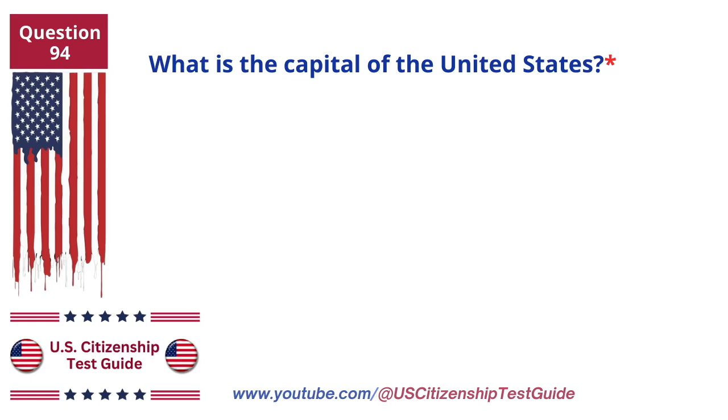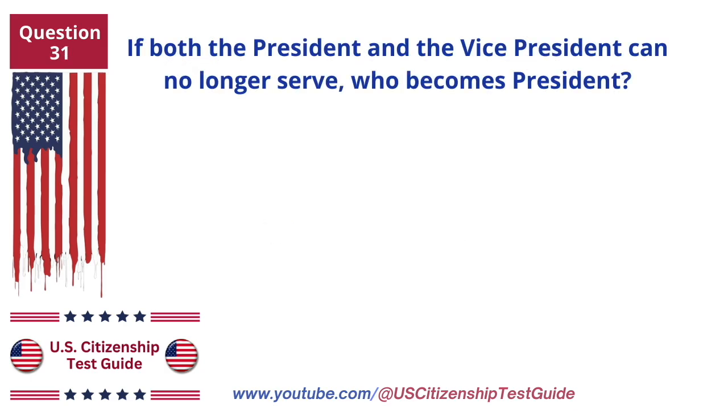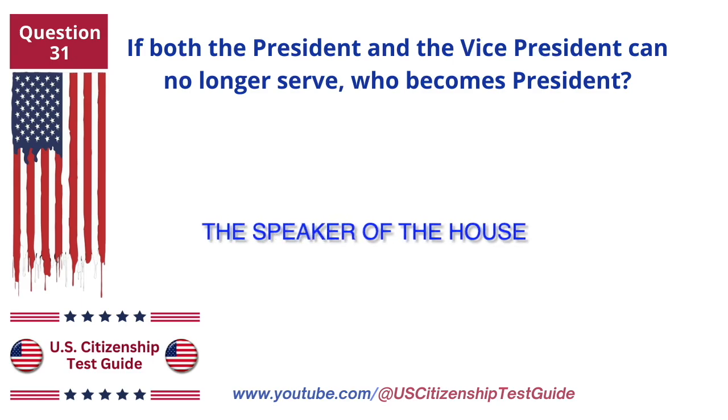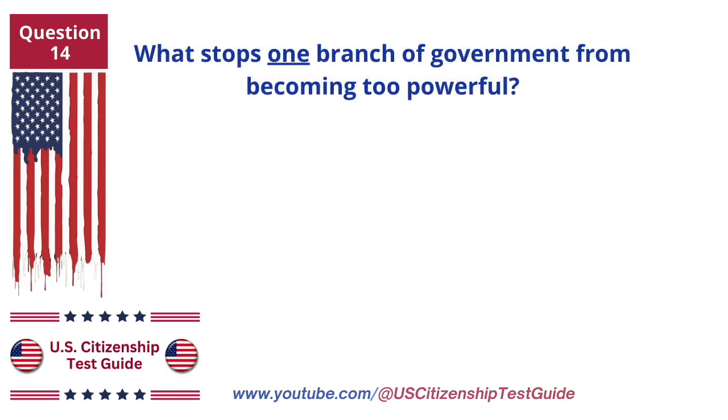What is the capital of the United States? Washington, D.C. If both the president and the vice president can no longer serve, who becomes president? The Speaker of the House. What stops one branch of government from becoming too powerful? Checks and balances.